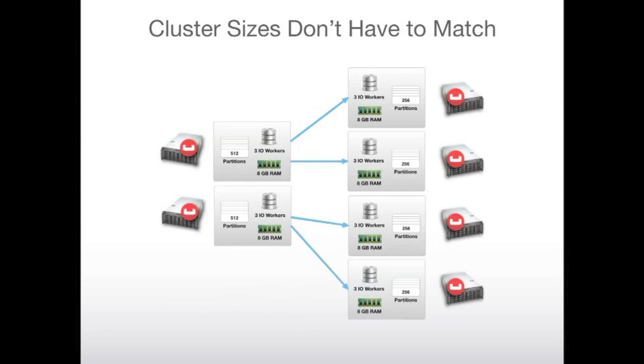And so in this case, on the left side, we're doing unidirectional replication, but it's going from 2 nodes to 4 nodes on the right side. So they don't have to have the same configurations on both sides.